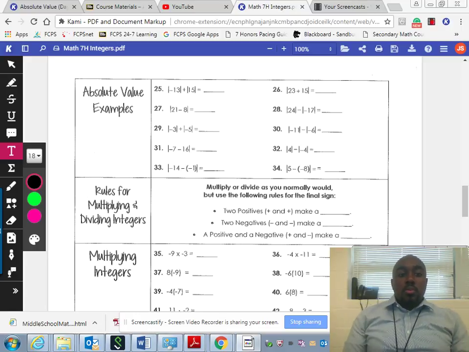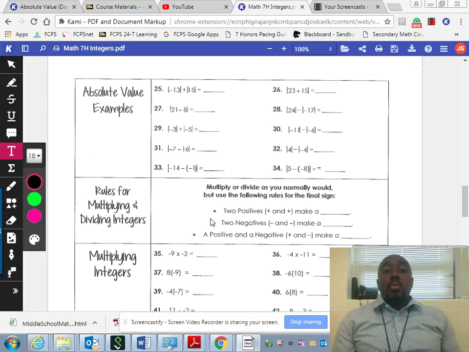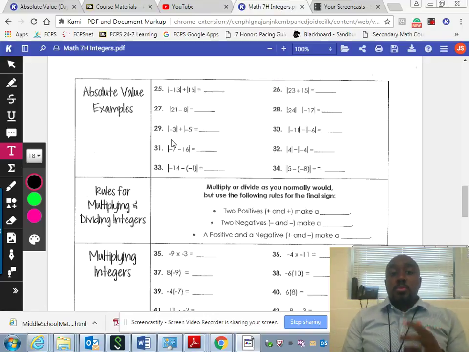So earlier, the last video that you observed were integers. We defined the integers. We showed you how to plot the integers, how to compare and order the integers, how to briefly add and subtract the integers. And so now we are going to show you how to multiply and divide integers. Now, before we do that, we want to do some absolute value examples first. Actually using absolute value while doing the operations.